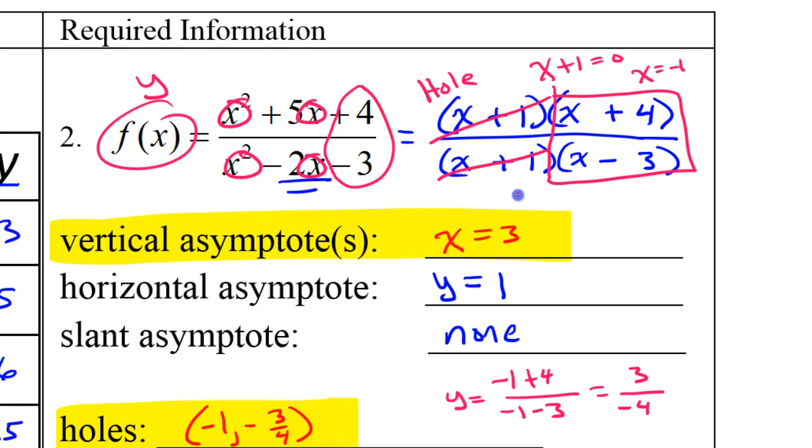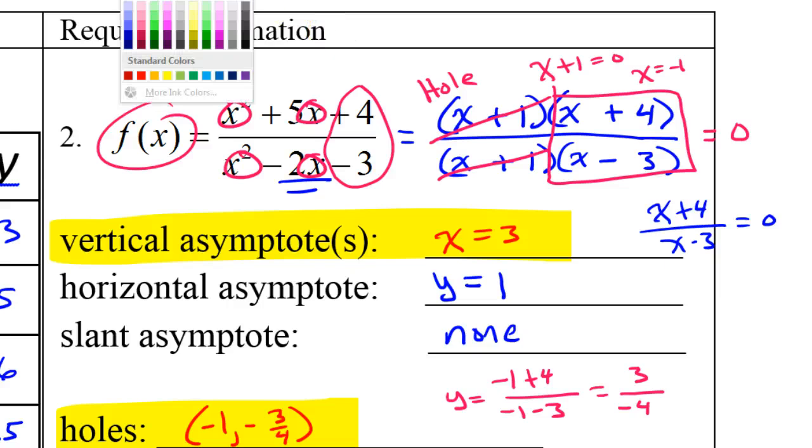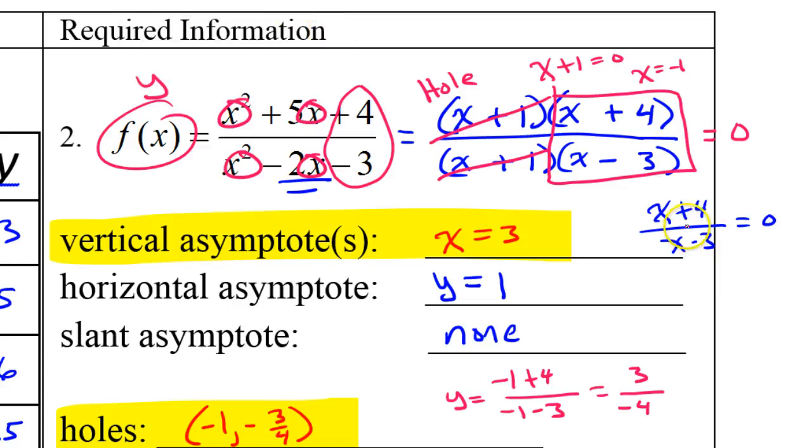Now, if I let y be 0, that's the same thing as setting this whole thing equal to 0, which is really the same thing as setting the numerator equal to 0. It's the same thing in this particular case. If I set this equal to 0, then I've got x plus 4 over x minus 3 equal to 0. Sometimes we say just set the numerator equal to 0. But look, all we're doing is skipping one tiny step. Because if I set the whole problem equal to 0, the first thing I'm going to do is multiply by the denominator.